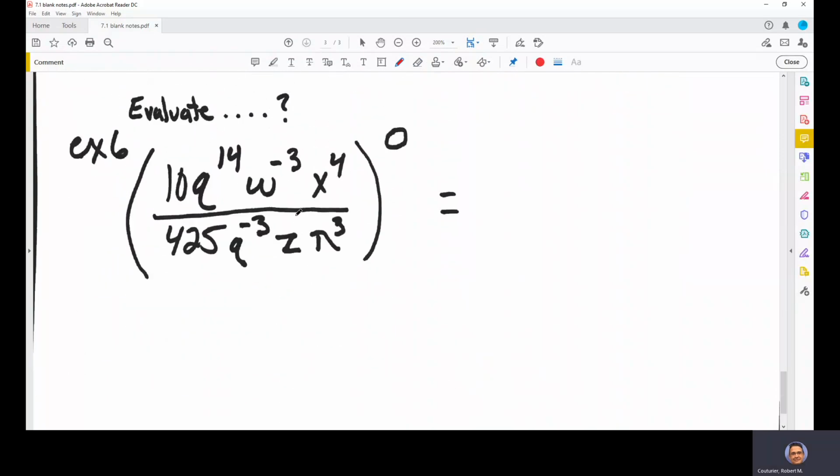Here is our last one. And I told you it was going to be a doozy. It says evaluate. Oh, we have like 10q to the 14th. I don't even want to look at this one. It's so bad. Look, there's a negative power here. And then we got a negative power here. There's huge coefficients. I don't even know what this one is. The Greek letter lambda, by the way. And they want us to evaluate.